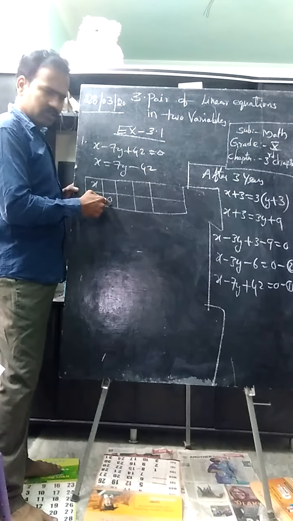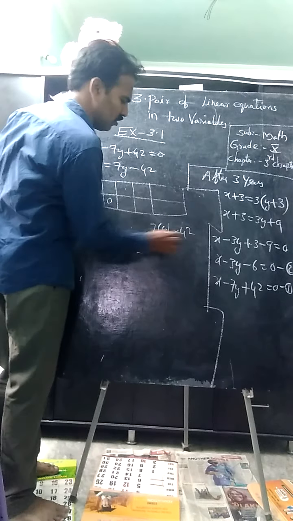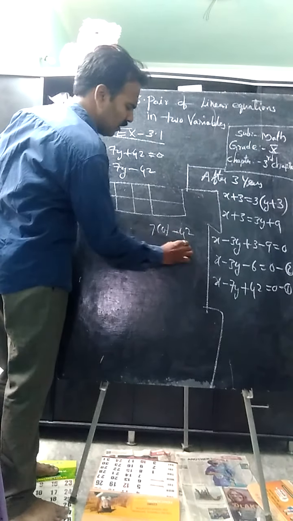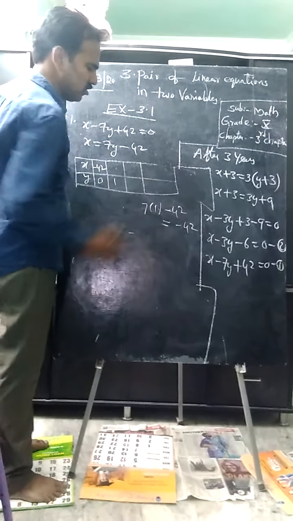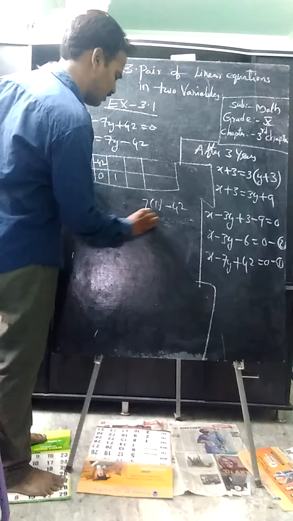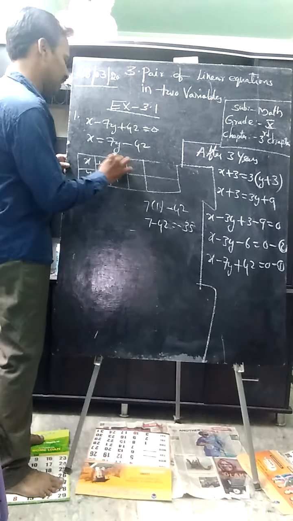If you put y is equal to 0, you do 7 into 0 minus 42. 0 minus 42, how much? This is 0, we know, minus 42. So put here minus 42. Again, you take x is equal to 1. If you put x is equal to 1, what happens, students? Yes, 7 minus 42, that is minus 35. So put minus 35 here.